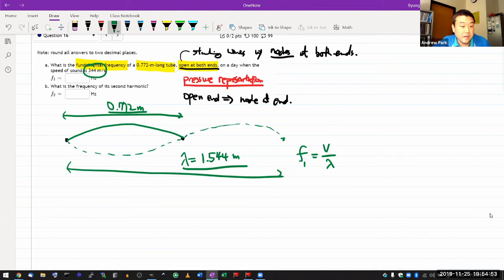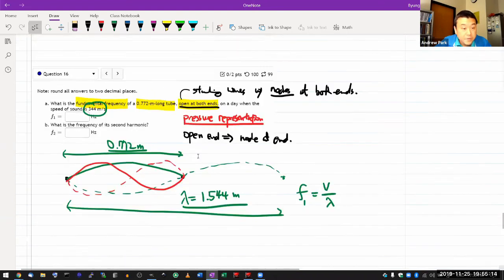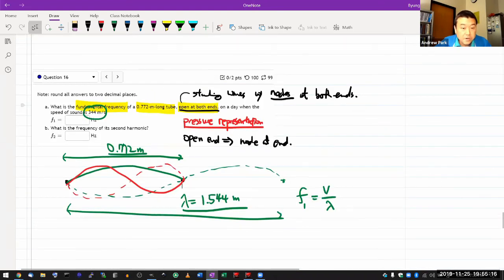And it asks, what is the frequency of its second harmonic? And the second harmonic, as you saw before, looks like this. So with the second harmonic, this distance d is actually the wavelength, and you calculate the frequency based on that. So, making sure, having memorized what this phrase open at both ends means in terms of wave conditions.